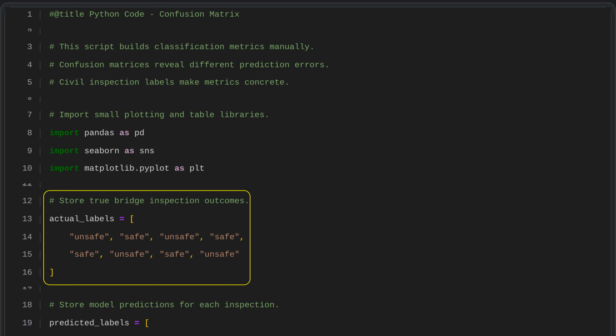We start with a list of the true bridge inspection results, where each bridge is labeled as either safe or unsafe. These actual labels provide the ground truth needed to compare against model predictions and evaluate classification performance.